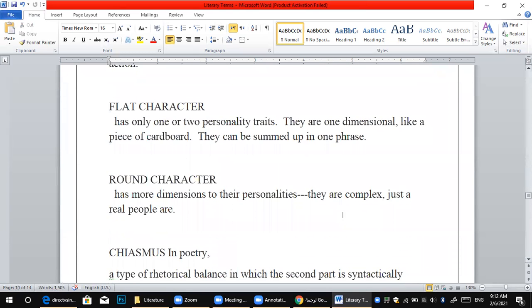Round characters are complex, just as real people are. I think that's enough here. We discussed the characters and kinds of characterization. And tomorrow, inshallah, we will make a lot of explanation about this. Thank you so much.